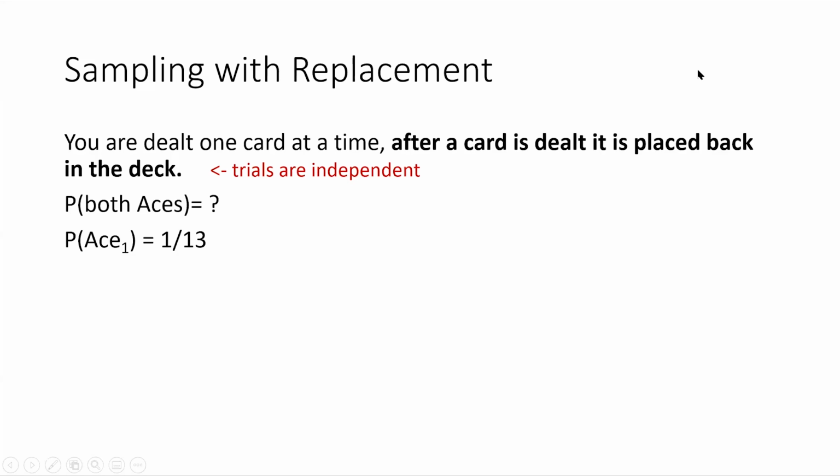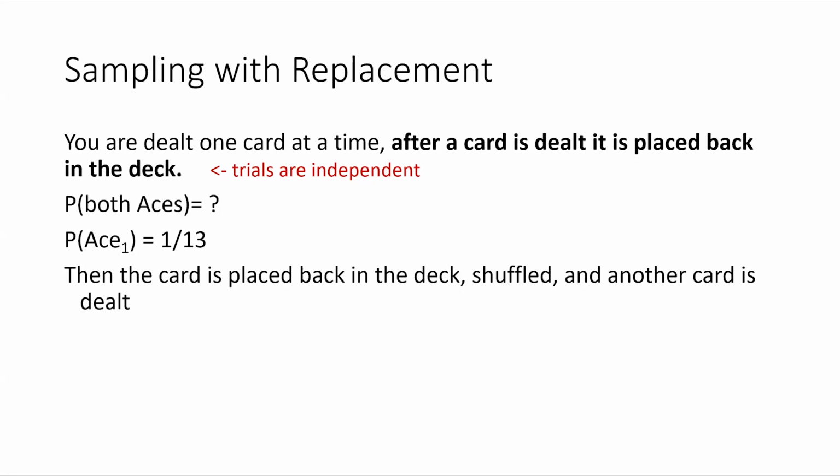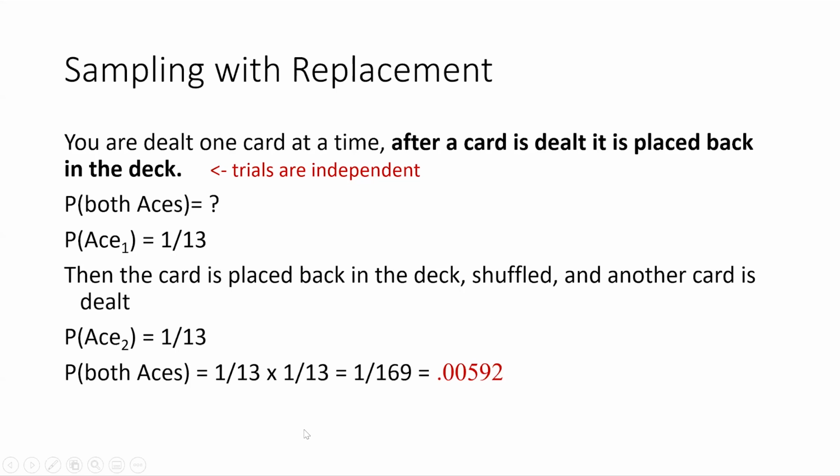Well, the probability of getting the first ace is 1 out of 13, right? So there's 4, it's really 4 out of 52, which reduces to 1 out of 13. The card is then placed back in the deck, shuffled, and another card is dealt. The probability of getting a second ace is still 1 out of 13. The probability of getting A and B, right? The probability of ace 1 and ace 2, because they're independent, is 1 out of 13 times 1 out of 13. We get about 0.00592.